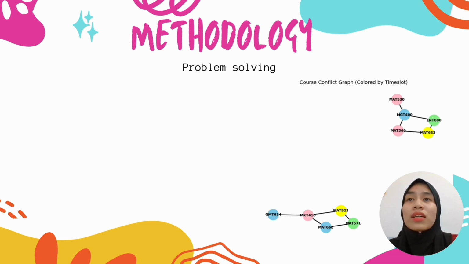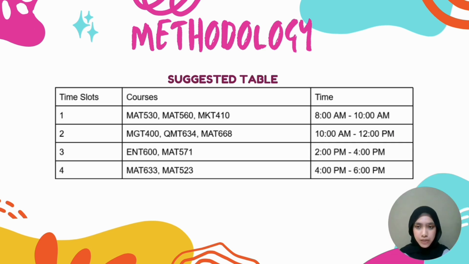The figure represents the graph that has been colored for each vertex by time slot. The chromatic number of the graph is 2. This means that the minimum required slot is 2 times to schedule all the courses without conflict. So the next one is the suggested table. The suggested timetables are presented in two parts. The first table shows the suggested timetable based on courses and also time divided by the existing time slots.